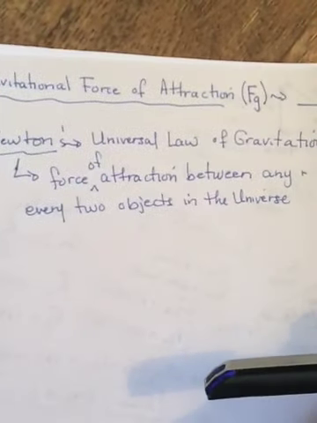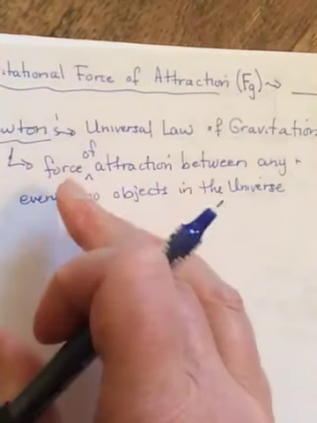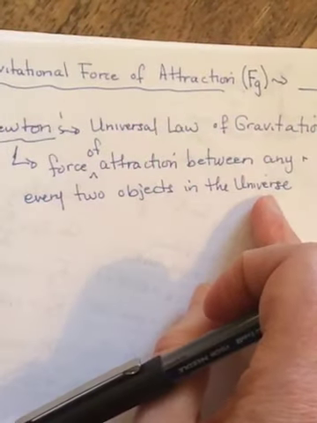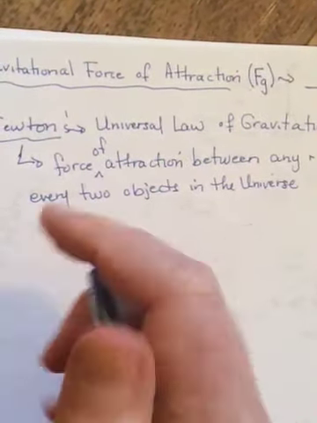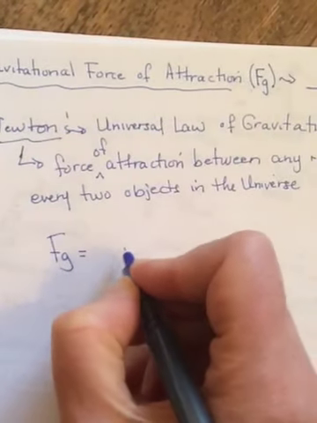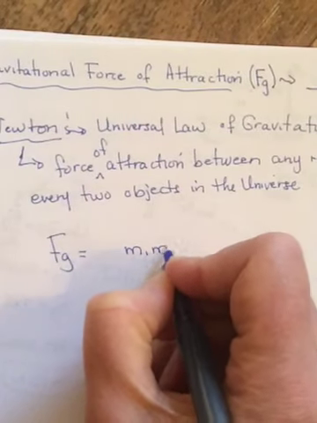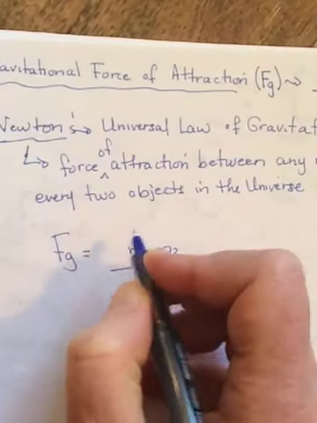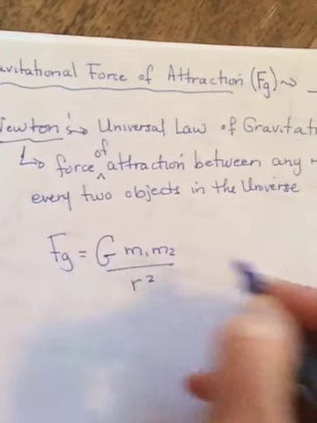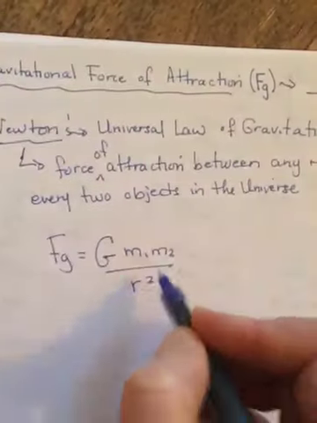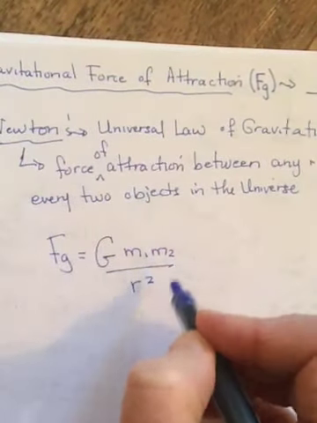Okay, so back to what he said. He said the gravitational force of attraction is a force of attraction between any and every two objects in the universe. And what he figured out was that it was dependent upon the mass of the two objects and on the distance between them. And he also figured out there was a constant there. This is Newton's universal law of gravitation, this equation.